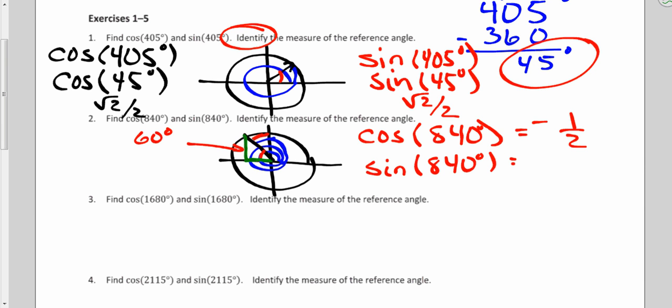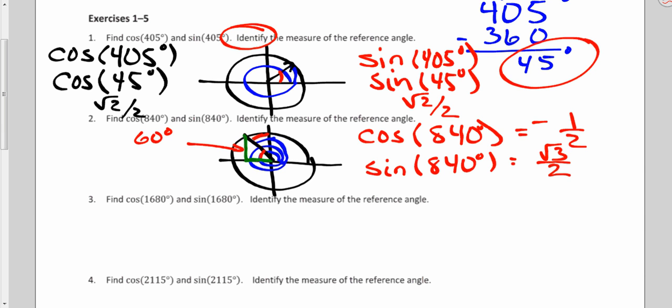The length of this is 1/2, but because it's to the left, it's negative 1/2. If it's to the right side, it'd be positive 1/2. Now, what's the sine of this angle? Root 3 over 2. It's up, right?